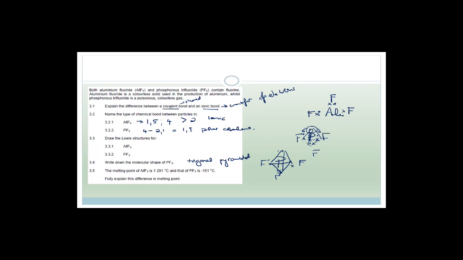Similarly, aluminium fluoride is going to form a macromolecule. It is not polar covalent, it is ionic, and because it's ionic, it's going to form a huge crystal lattice, which also means that it's going to have a way higher melting point.